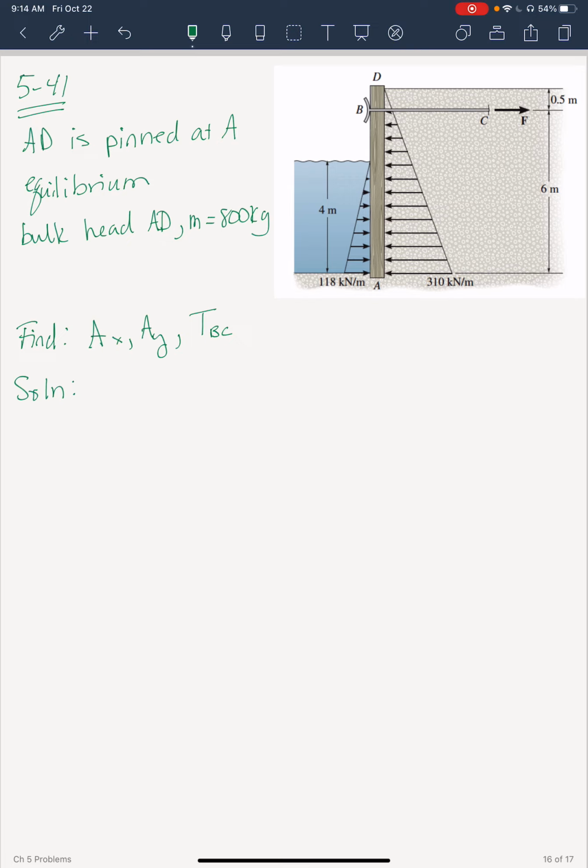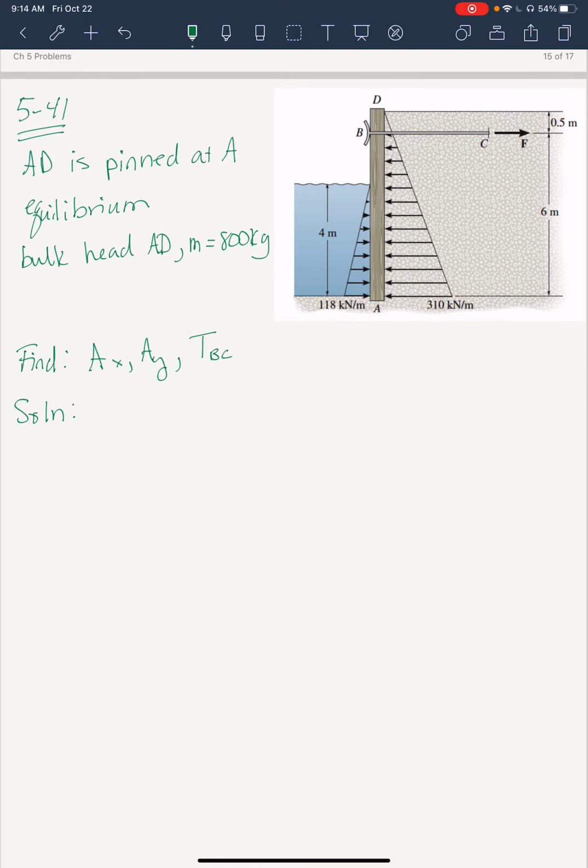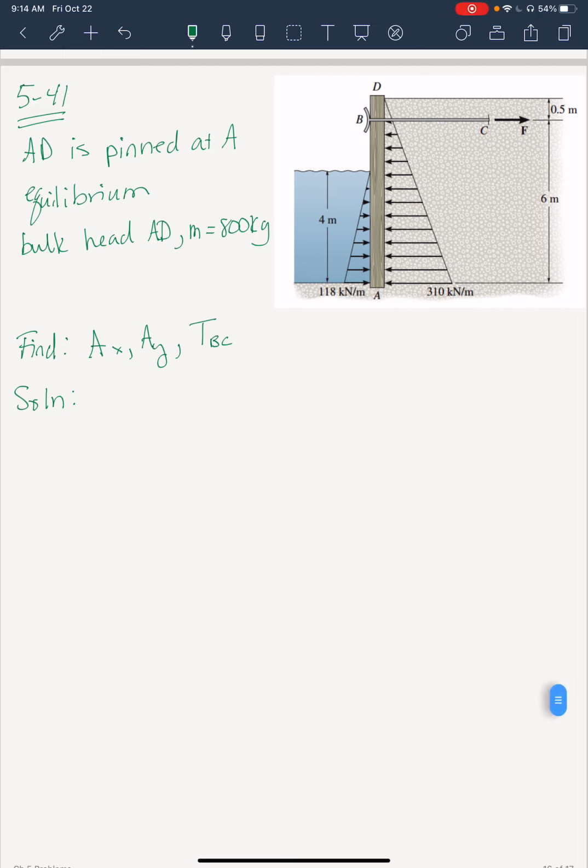So I just inserted the picture for those that don't have the textbook, and wrote down some of the important things from that problem statement. AD is pinned at A, it's in equilibrium, and the bulkhead AD has a mass of 800 kilograms. They want us to find Ax, Ay, and TBC. As you all know by now, we're going to start with a free body diagram.